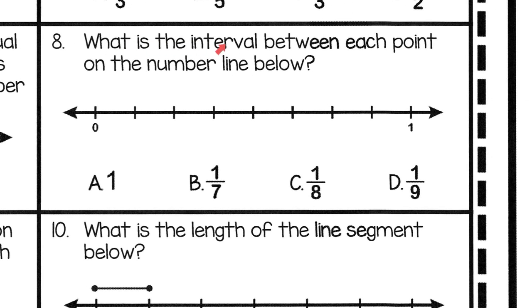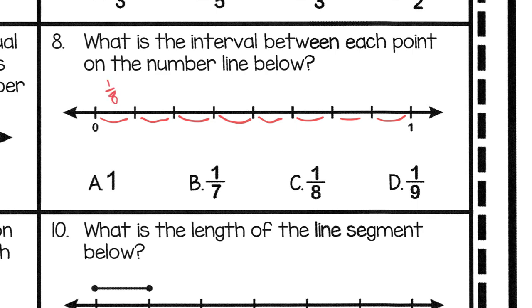Number 8, what is the interval between each point on the number line below? That says between each point. So that means how much is one of these, one of these, one of these, because they're all the same. How much is one of those? Each of them are the same. How many of them were there? 1, 2, 3, 4, 5, 6, 7, 8. There's 8 of them.